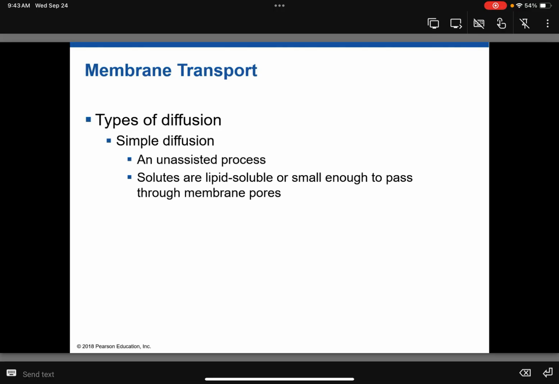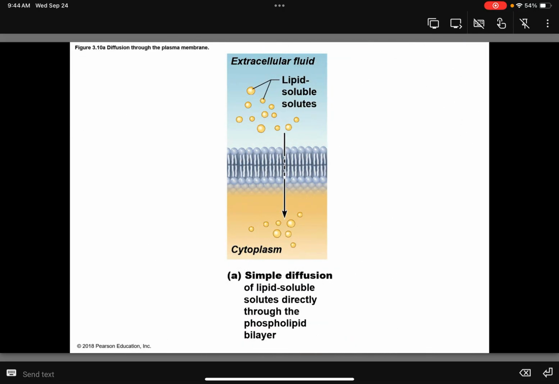Page 78 in your book has some illustrations there of the different types of transport through the plasma membrane. So this one being the simple diffusion, again being lipid soluble, so it can pass through the membrane itself, or if they are incredibly small, they are able to pass through as well.